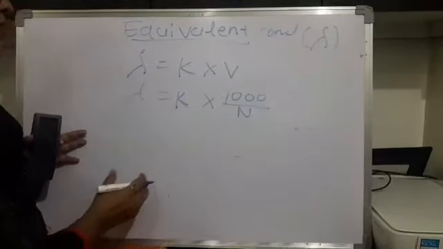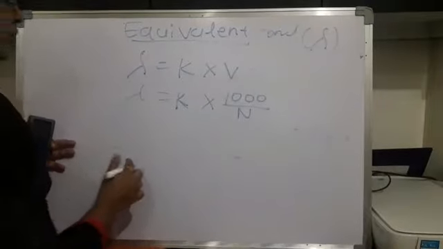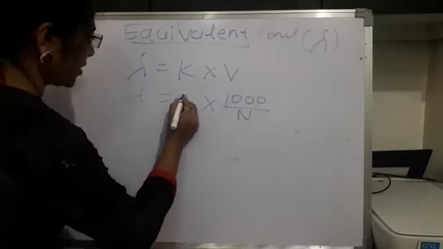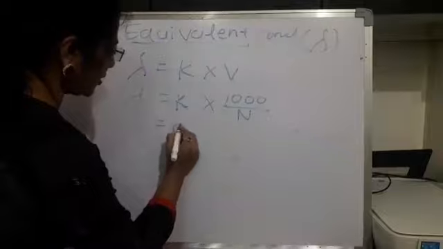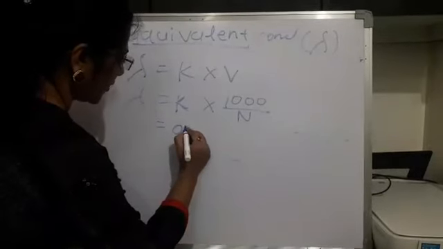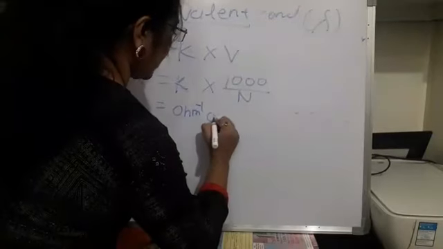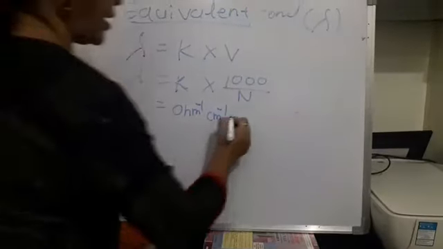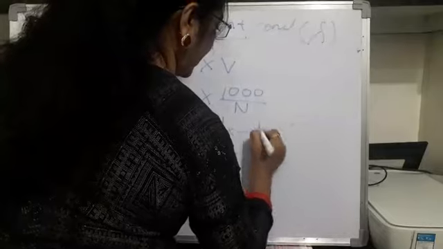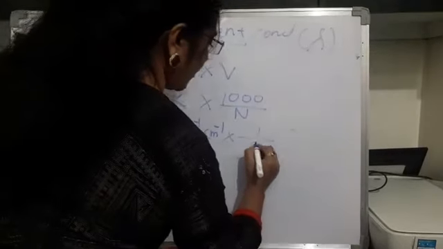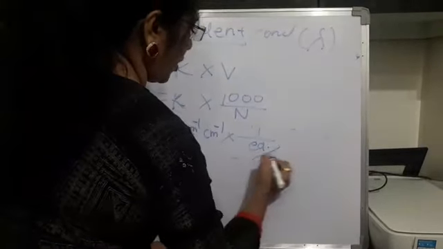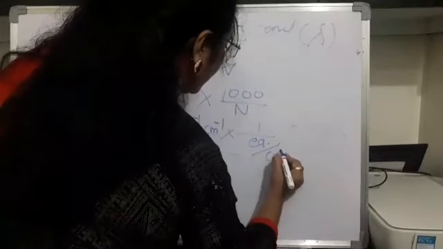How can we determine the unit of the equivalent conductance? Firstly, in the CGS system. The unit of specific conductance is ohm inverse centimeter inverse, and normality is measured in number of equivalents upon centimeter cube.